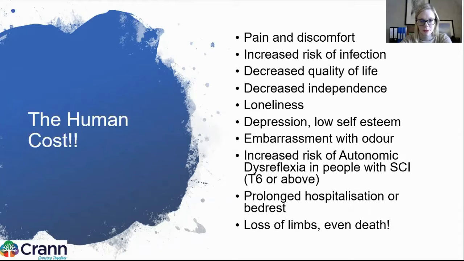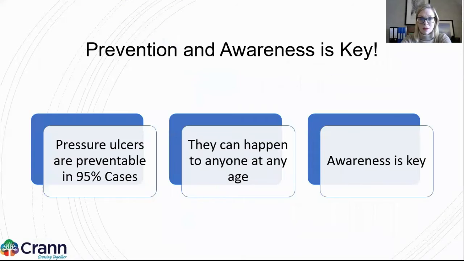Prolonged hospitalisation or bed rest. We did have a client of ours here at Crann who was 7 months on bed rest in total about 2 years ago, and 3 months of those were spent in hospitals trying to get the ulcer treated. So you can see it has a huge impact on someone's quality of life. People can lose limbs if they're left untreated, or if it deteriorates further, and even death and sepsis can be related to a pressure ulcer, as with the infection that's mentioned there.